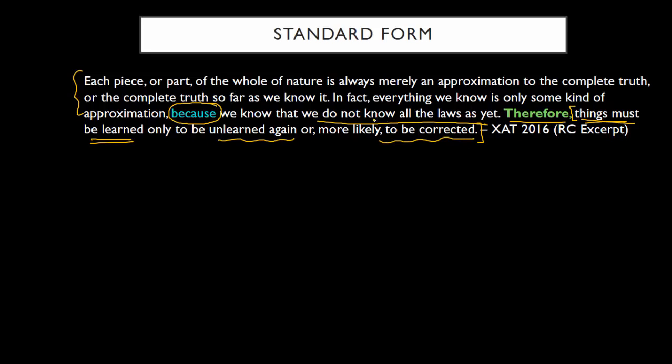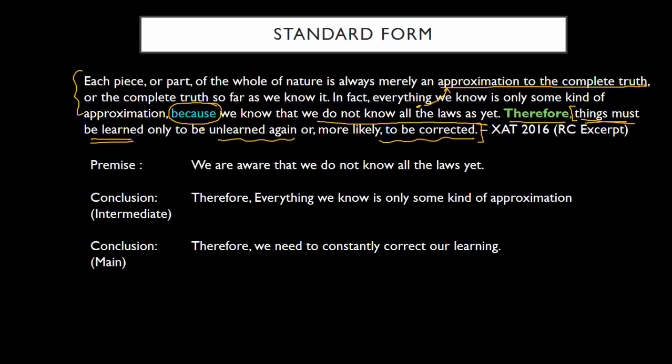That's what he's saying. Why? Because he says we do not know all the laws as yet. Okay, and because of that particular reason, what happens? All the truth that we know is simply an approximation to the complete truth. So now when I deconstruct this, you can see this particular argument. The premise is that we are aware that we do not know all the laws yet. So that is something that we are aware of.